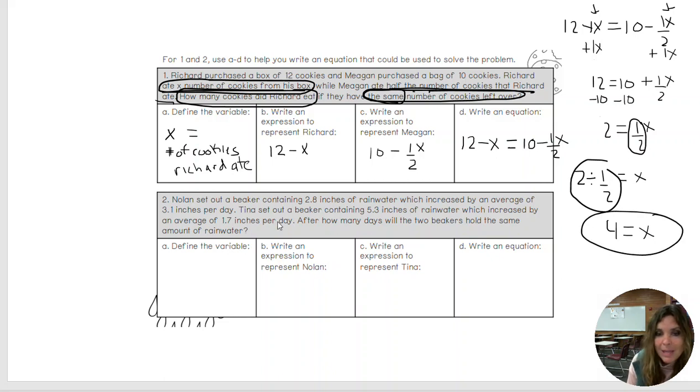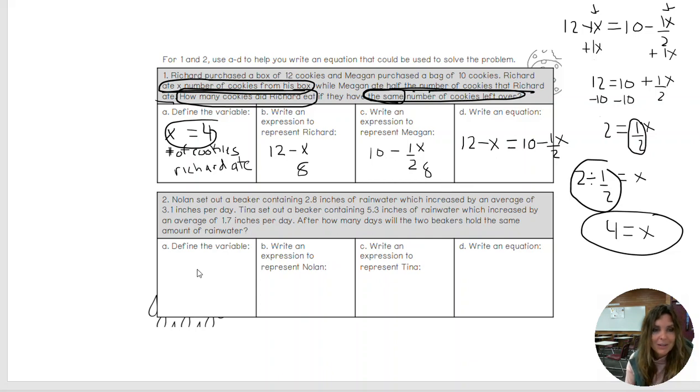Okay, so that means we know that Richard ate 4 cookies. That also means he had 8 cookies left over. And for Megan, we know she ate 1/2 times the number of cookies that Richard ate, which means she ate 2, which means she also had 8 left over. So you can see that those two are equal to each other.